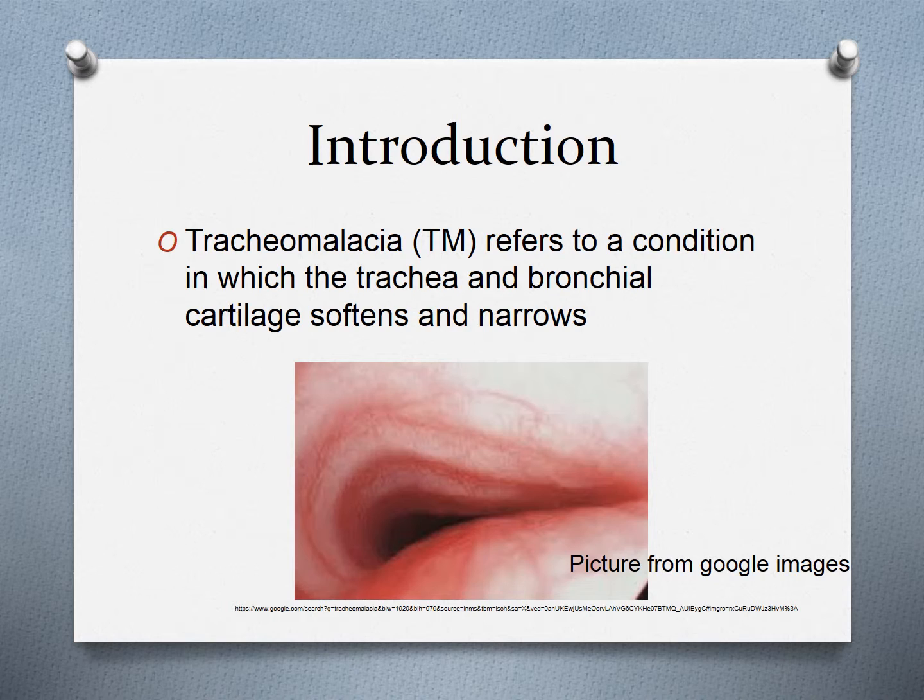It is imperative that anesthesia providers understand the anatomical and physiological changes associated with tracheomalacia to safely plan and implement one-lung ventilation, because as you can see, they have obscured tracheal anatomy. Tracheomalacia is a condition in which the tracheal and the bronchial cartilages soften and narrow.